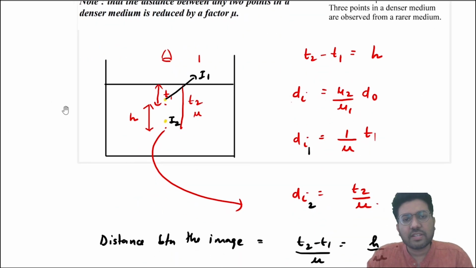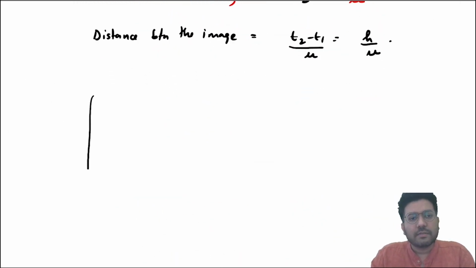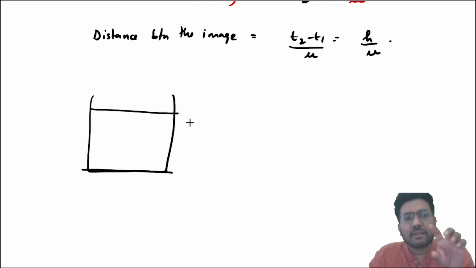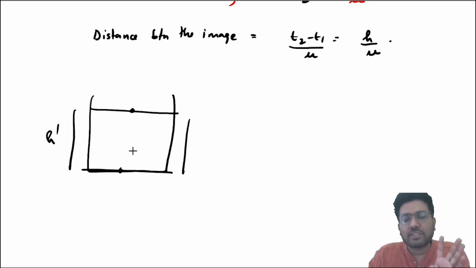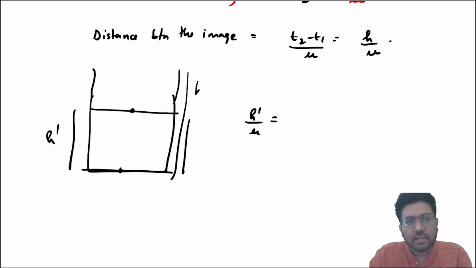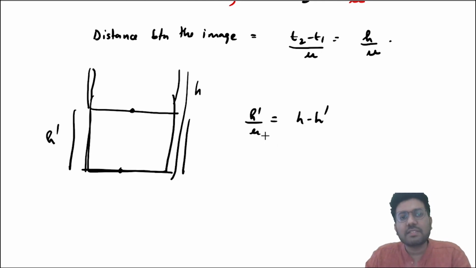In fact, that question that we did, where it was asked to find the height that must be filled so that it appears to be half filled, right? You could have directly done it: the distance between these 2 points is actually H dash, but when you look from the top, it will be H dash by mu. So H dash by mu has to be equal to, if it is appearing to be half filled, then the total height was H, and this filled and this empty have to be the same. So H dash by mu has to be equal to H minus H dash. The same result we got.